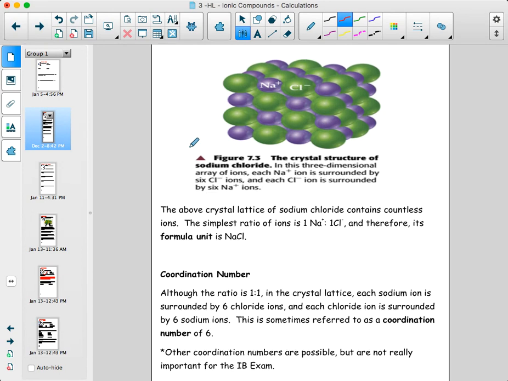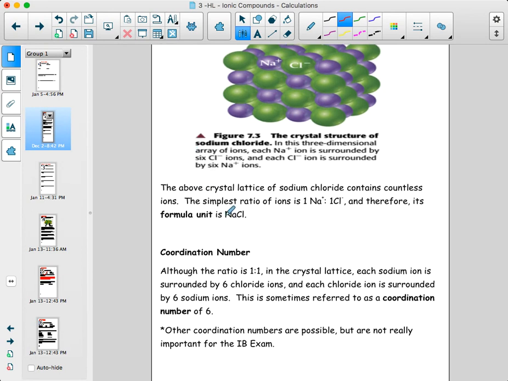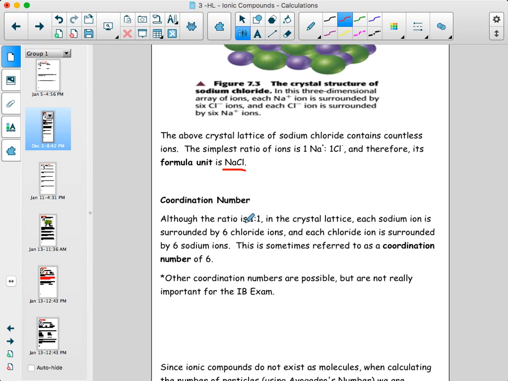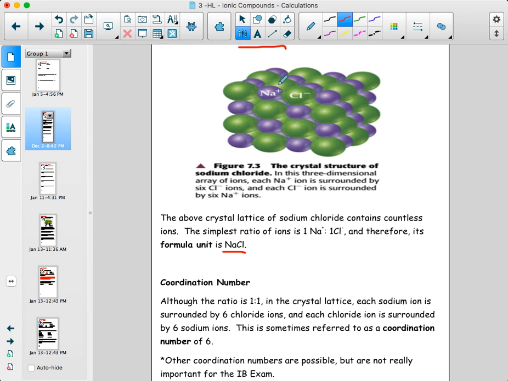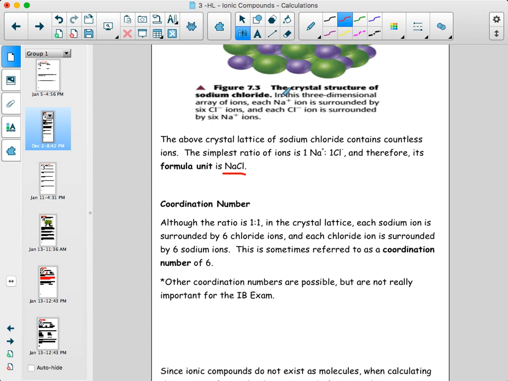While we're on the subject of the formula unit, the simplest ratio is 1:1. So the formula unit of NaCl, or of sodium chloride, is NaCl. So it's the same as its chemical formula. But just to point out, even though the ratio of ions is 1:1, it doesn't mean that we have, again, this molecule of NaCl. So even though this is sort of the smallest unit of it, if you had to describe the structure, you would be better off describing the coordination number of this compound.